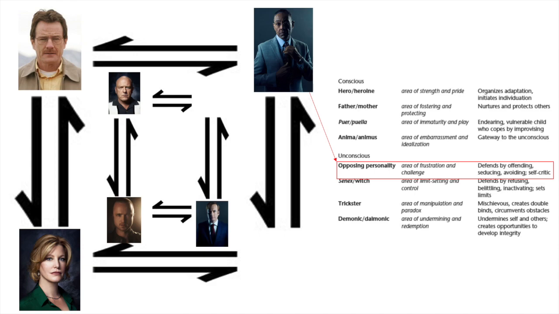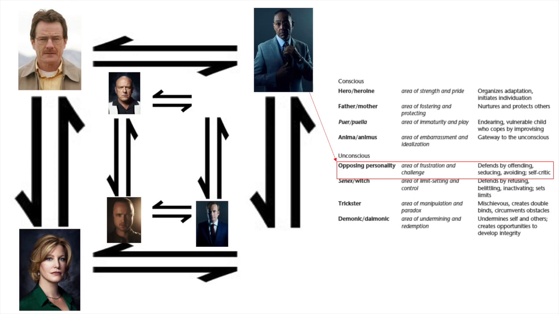They have a lot of parallels. They both hide in plain sight, and they both aspire to become drug kingpins because of vendettas that they have from earlier in life. And I also think it's interesting that in the eight function model, the oppositional personality is supposed to have a characteristic of being avoiding. And this is because Gus becomes a very elusive character throughout the series.